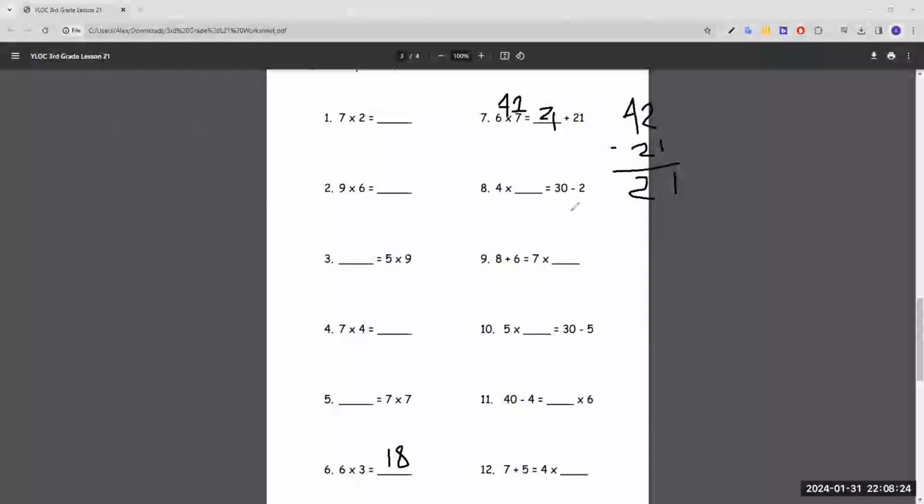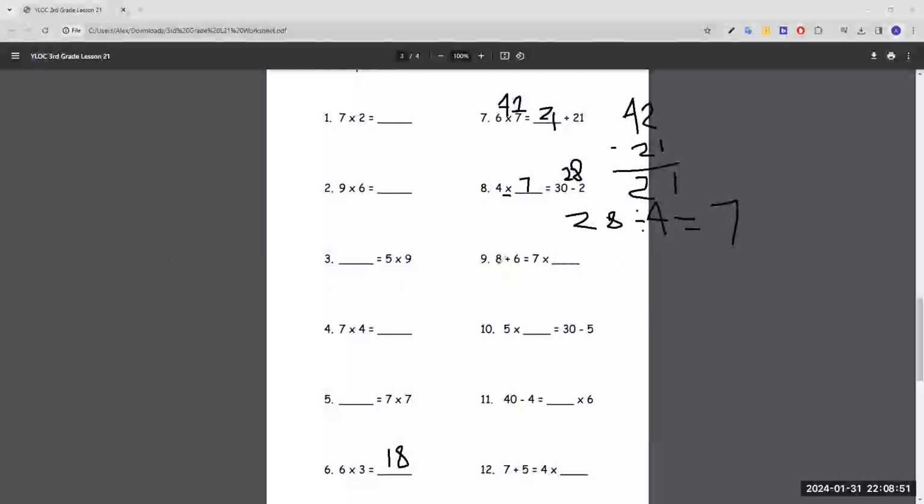Number 8, 4 times blank equals 30 minus 2. So 30 minus 2 is 28. And again, the inverse of multiplication here is division. So we can divide 28. We can do 28 divided by 4, which is 7. So 4 times 7 equals 30 minus 2.